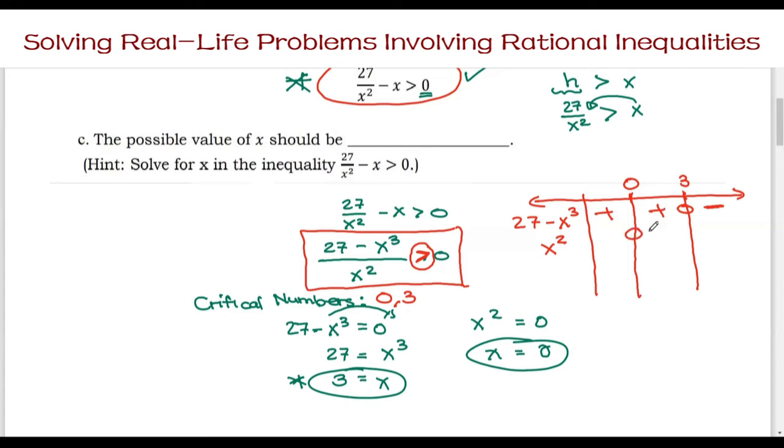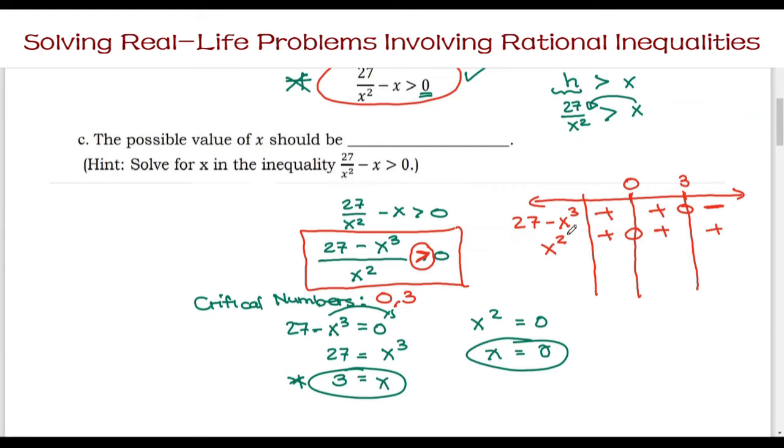Okay, isi-shade ko ba tong circle na ito? No, kasi bawal siyang maging equal sa 0. Ito, because denominator siya. Okay, ito ngayon yon. Alam nyo ba na dapat plus lahat yan? Kahit sinasabi ko positive sa right side, negative sa left side nung 0, kunyari ito yung 0, positive lahat yan. Bakit? Because you have x squared.